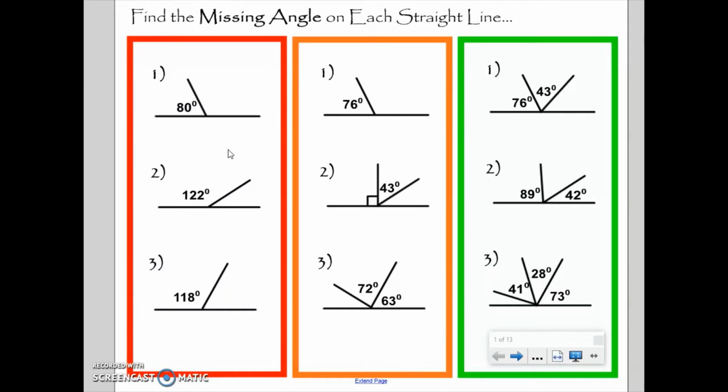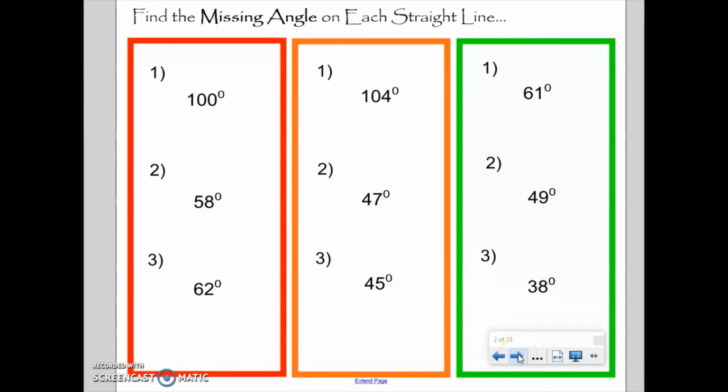Okay, welcome back. Hopefully you've answered the 9 questions in front of you as a little recap on finding the missing angles from straight lines. My solutions look like so. Could you take a moment just to mark up your work, assess your work, and make any corrections if needed?